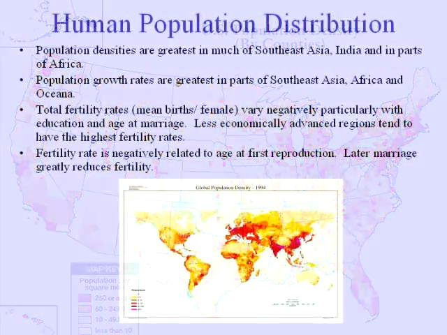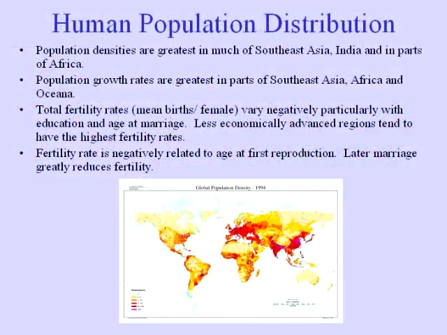Here are some summarizing facts about human populations. As we've seen, greatest densities are in Southeast Asia and India, and growth rates are also quite high in this region, as well as in parts of sub-Saharan Africa and also in the Pacific Island region, that part of the planet referred to as Oceania.